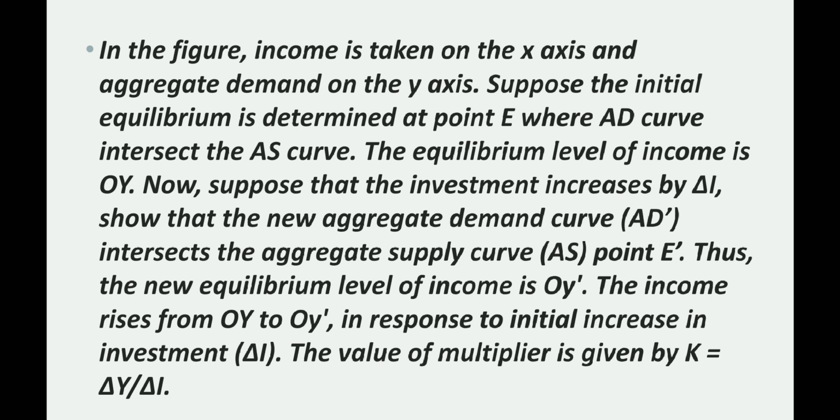Multiplier works in the forward direction as well as in the backward direction. If the investment decreases, the multiplier operates in the backward direction. A reduction in the investment leads to contraction in the income and consumption. It will lead to cumulative decline in the income and consumption level till the total contraction in income is the product of the value of multiplier and the initial decrease in investment.